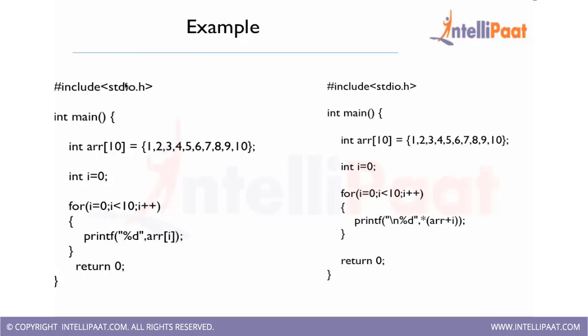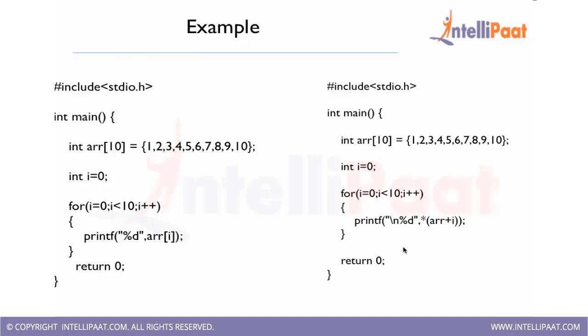The output of this program will be 1 2 3 4 5 6 7 8 9 10. Okay, now consider this example. Here we are doing the same thing. int main, int arr[10], I'm declaring numbers from 1 to 10. Again, this is a counter for the loop. I'm running a loop from 0 to 10 and I'm printing a number which is value at arr plus i. So now this is equal to arr[i], as we have checked in the previous slide, and return 0.